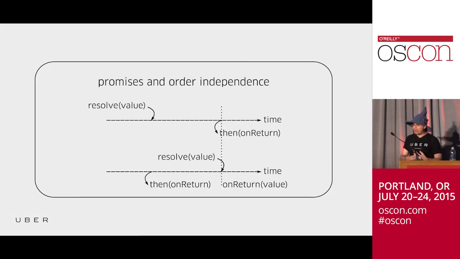Promises make it possible to manage asynchronicity by giving you guarantees about order independence. It does not matter the order in which you add an observer to a promise. It does not matter the order and whether you resolve it before or after. The behavior is going to be the same regardless, which means that the things that you test in development are going to be the same things that happen in production, and you can use this to synchronize asynchronous events.